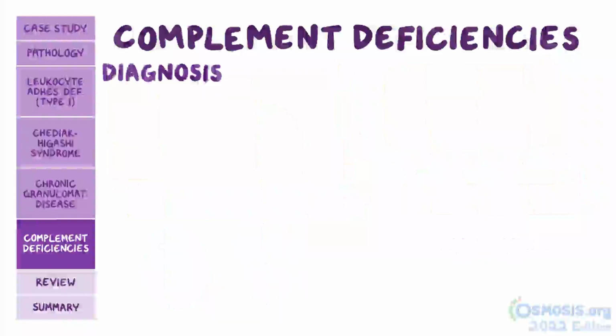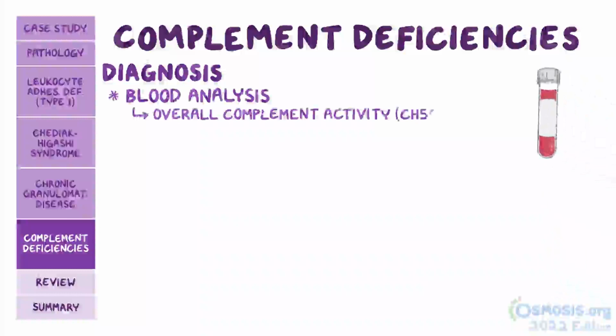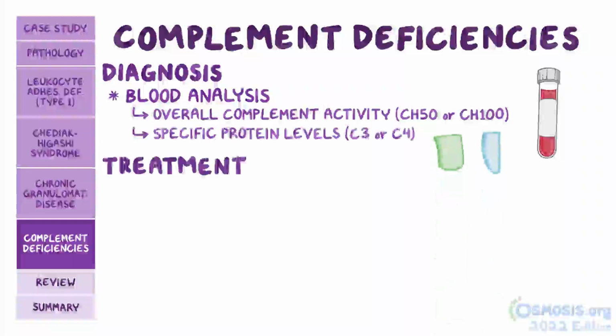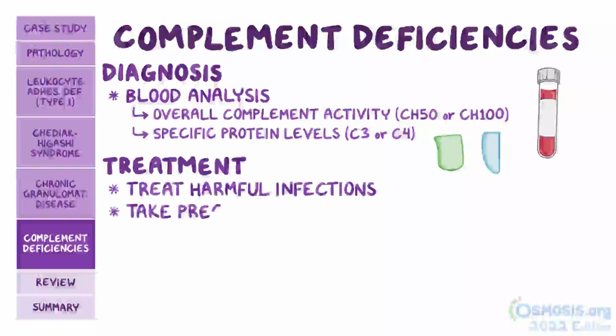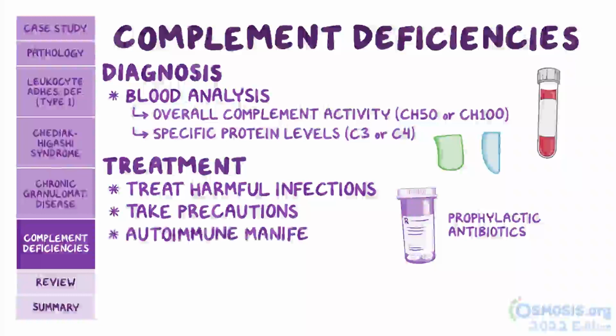Diagnosis of complement deficiencies can be done through blood analysis by testing overall complement activity denoted by CH50 or CH100. In addition, it's possible to test for specific protein levels like C3 or C4. Treatment of complement deficiencies depends on the cases. It's important to treat harmful infections and to take precautions like prophylactic antibiotics. In addition, individuals that develop autoimmune manifestations can be given immunosuppressors.